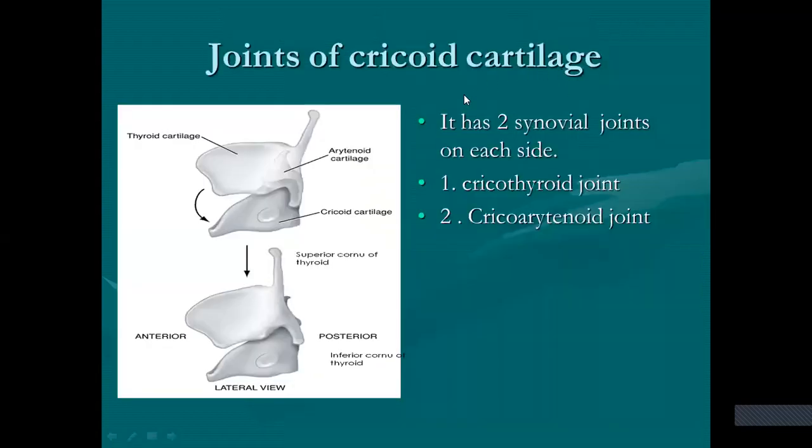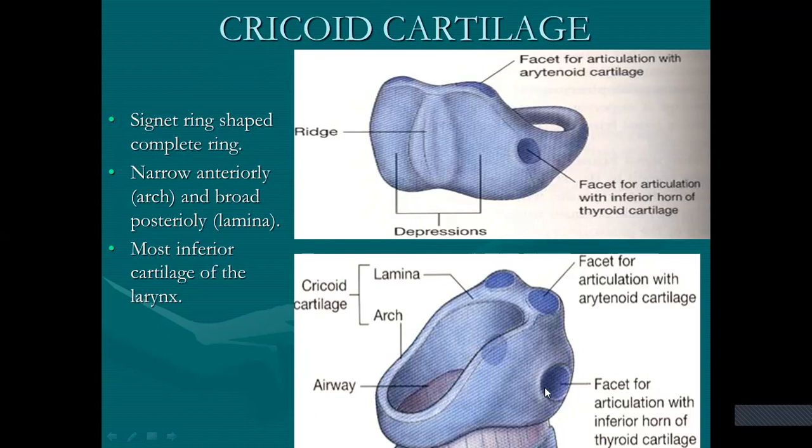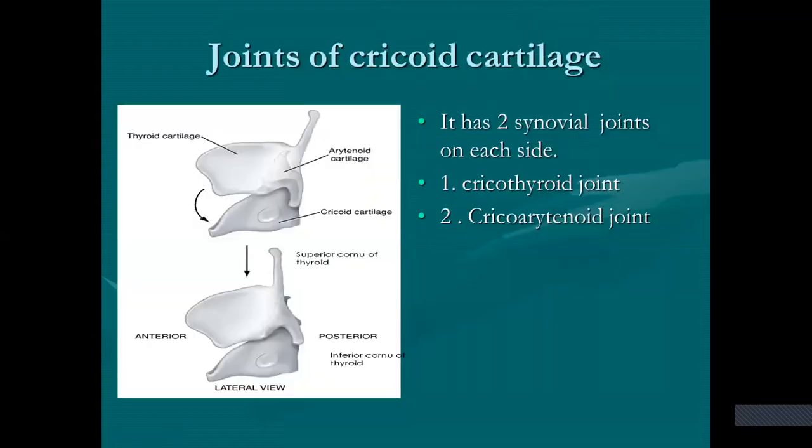So joints of the cricoid cartilage. It has two synovial joints on each side. Cricothyroid joint, that is between the cricoid cartilage and the thyroid cartilage. Okay, that we say cricothyroid joint, and cricoarytenoid joint. So we can see here is a facet for the articulation of the inferior horn of the thyroid cartilage. So this is cricothyroid joint and facet for the articulation of arytenoid cartilage. This is cricoarytenoid joint.